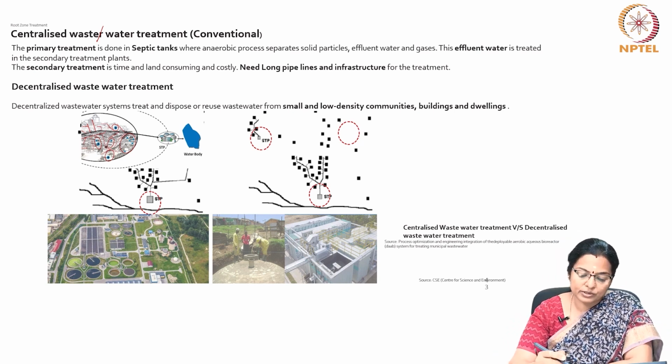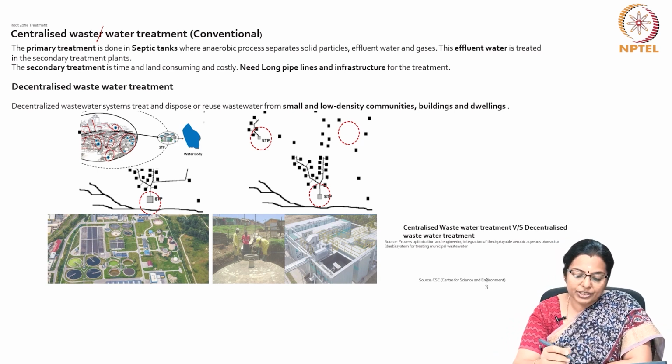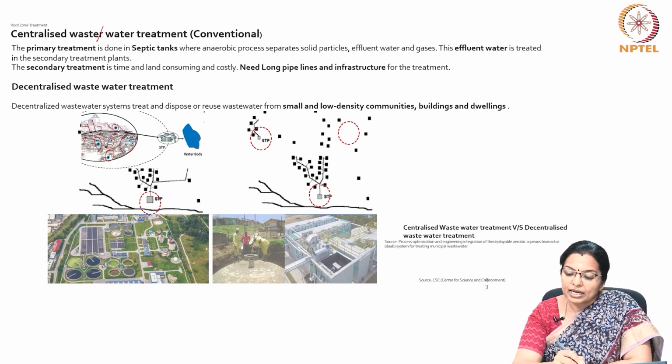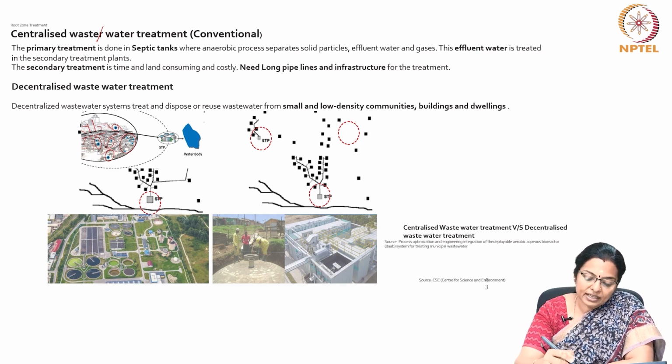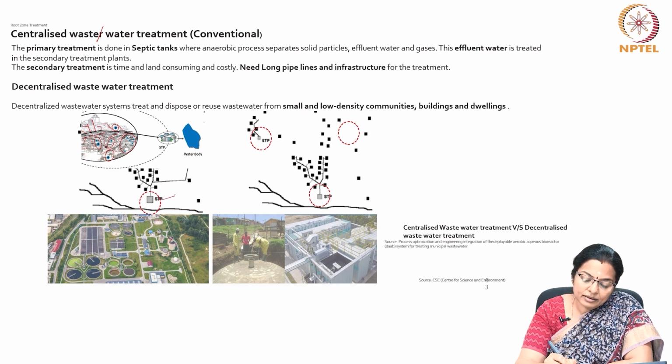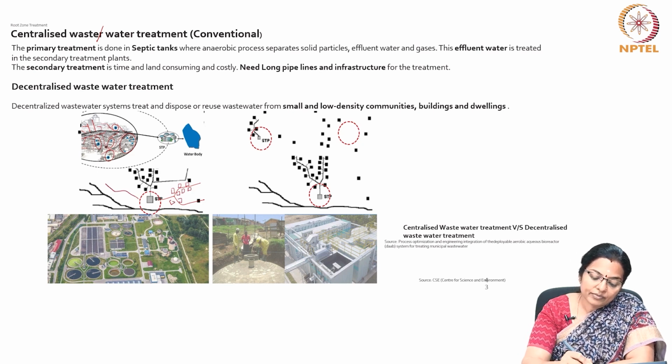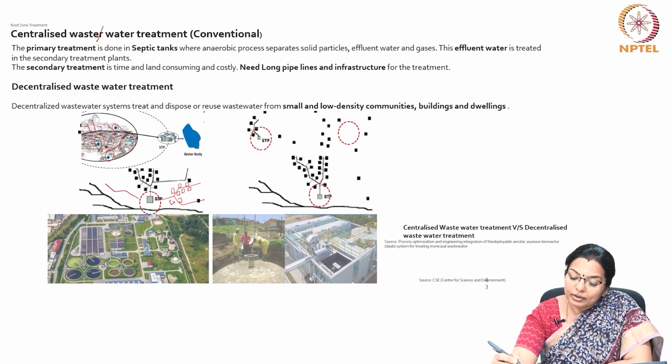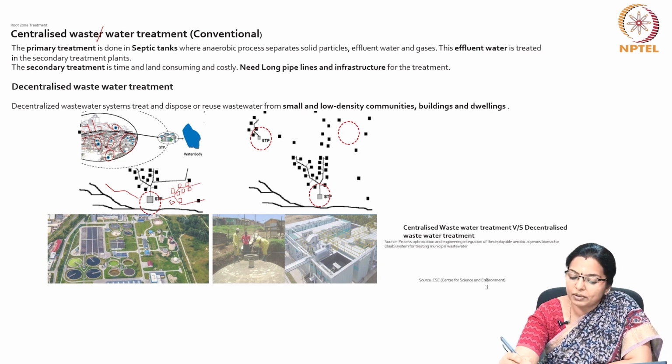So actually, if you see, the sewage treatment plant is a centralized one. For the entire community, there is one sewage treatment plant, whereas a decentralized treatment plant looks like this, where there are multiple plants.